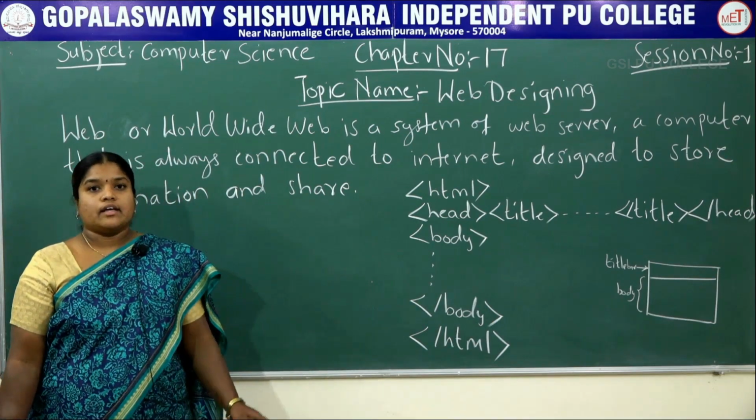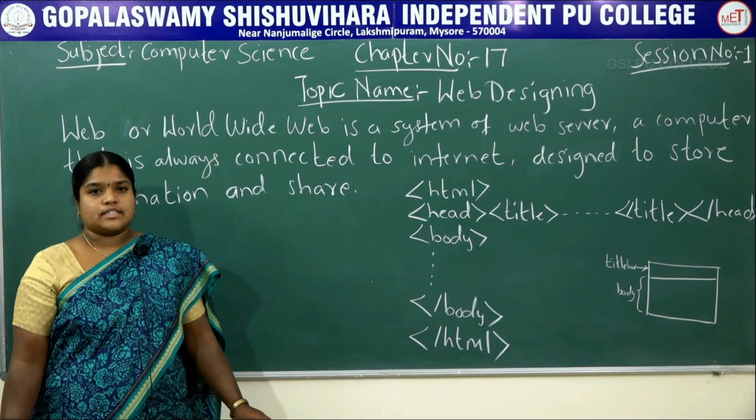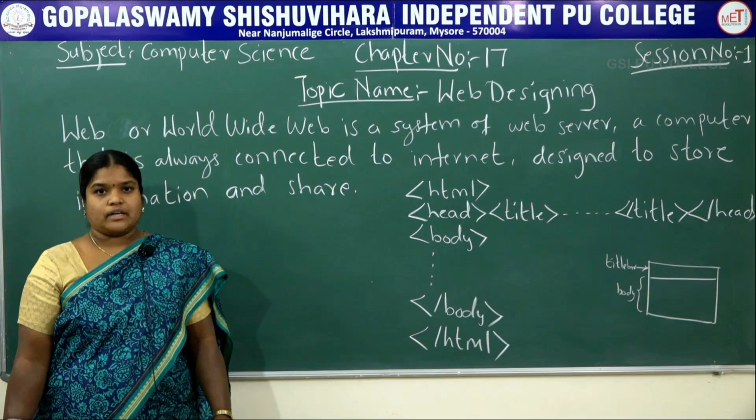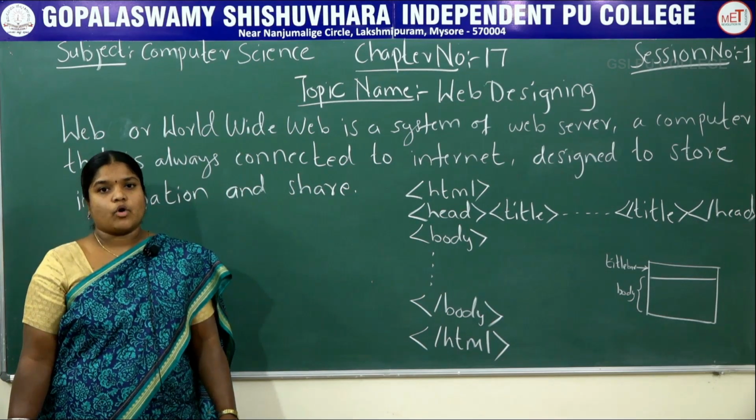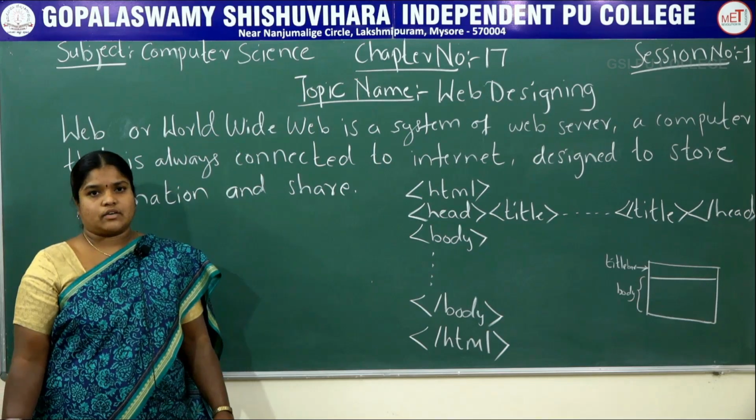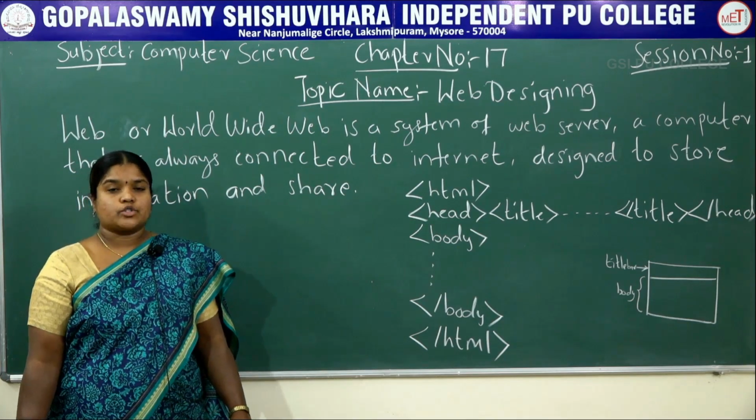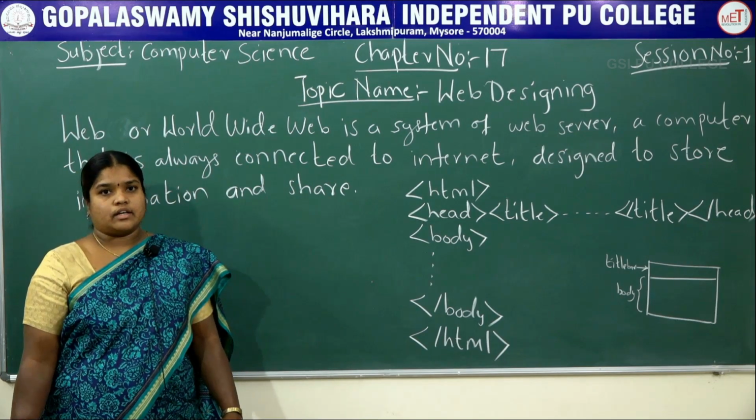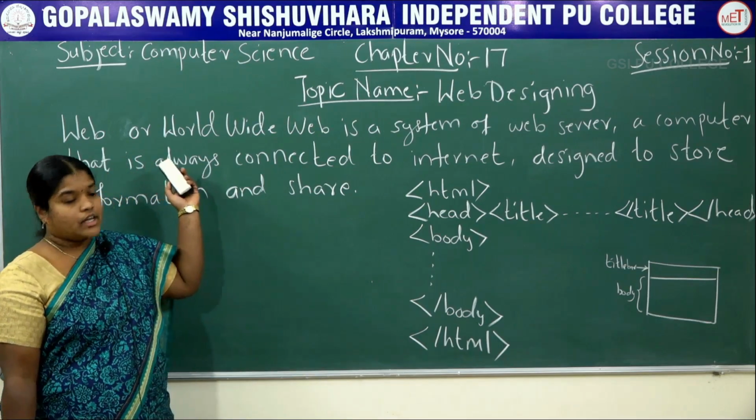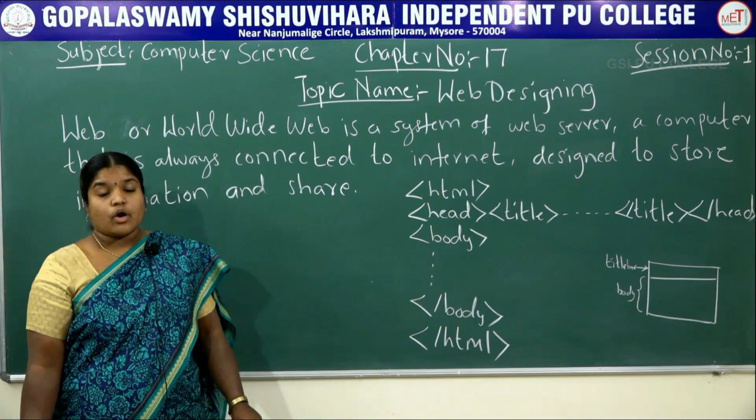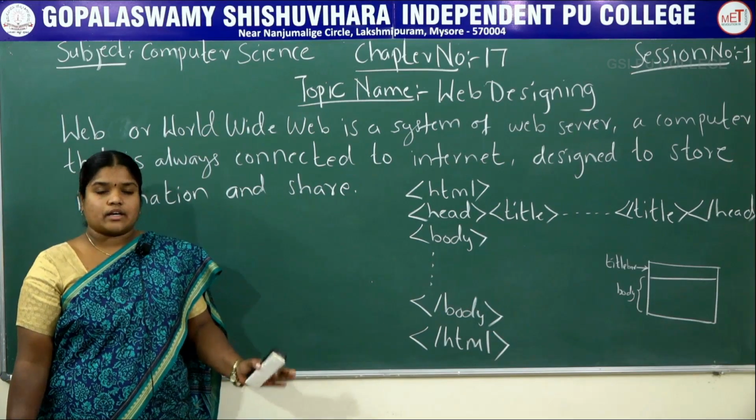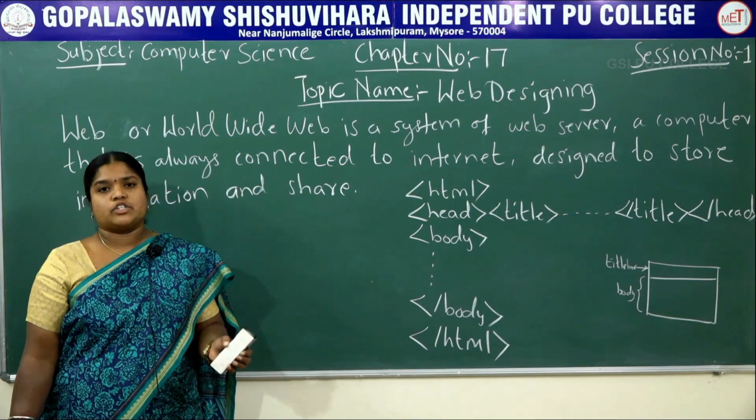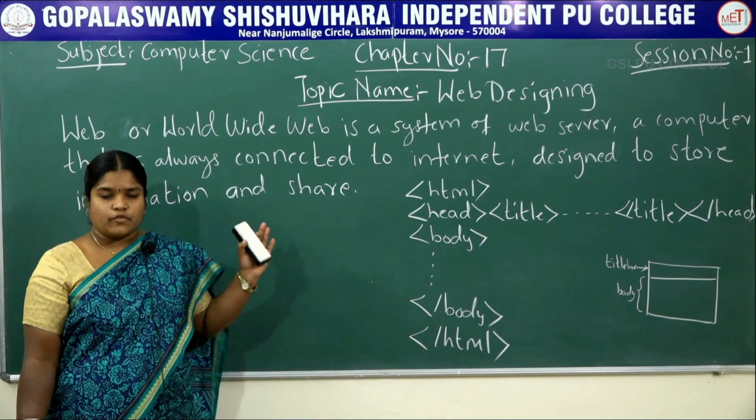So before starting the chapter, we will first see what is the meaning of web. Web or World Wide Web, that is W3, is a system of web server or internet server specially designed to store information and share, and it is always connected to the internet. So here we can see the definition. It is a system of web server or internet server which is always connected to the internet, and it is basically used to store the information and share. That is nothing but a web.